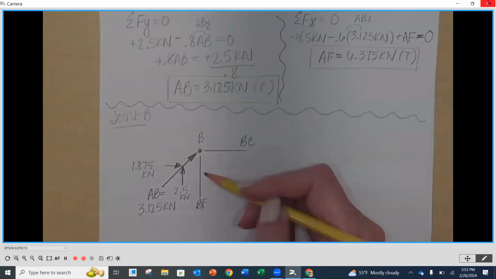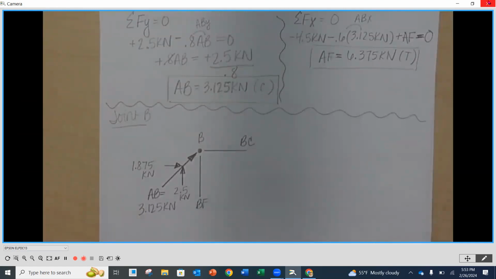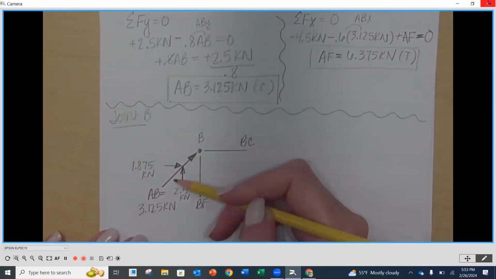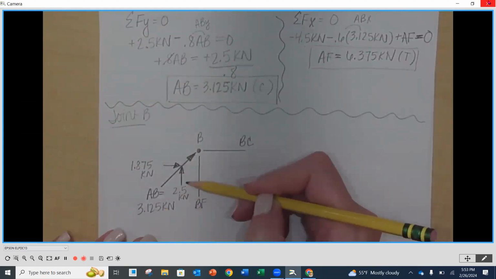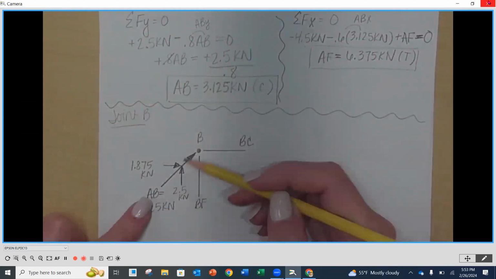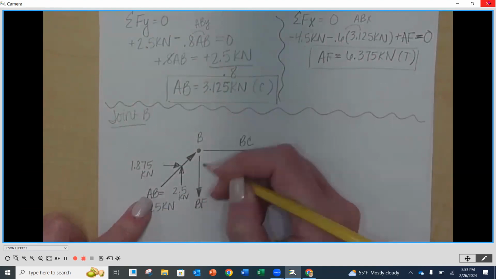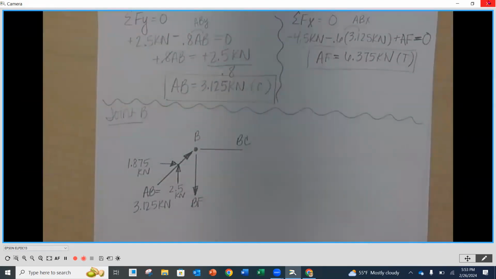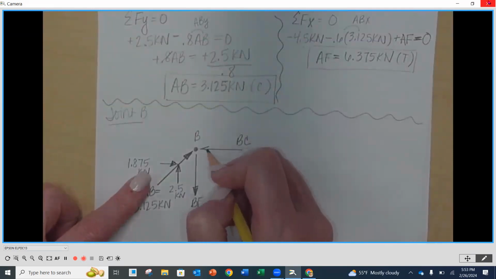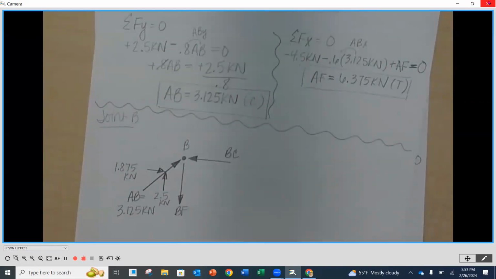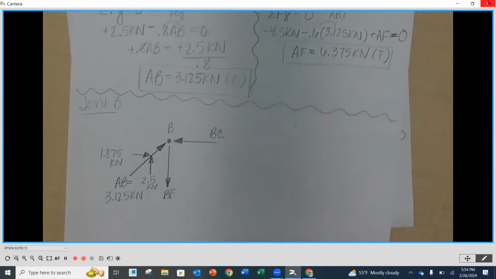Now, as we look at putting arrows on BC and BF, okay? Now that we know the direction of AB and the direction of its components, now it becomes a little bit more clear the way our BF and our BC are going to go. So since I have 2.5 going up on the Y component at AB, that means that BF has to come down, right? Has to. And for BC, since we have the component of AB going to the right, BC has to go to the left. Okay. So always start with the known stuff first, and then put your arrowheads in after.